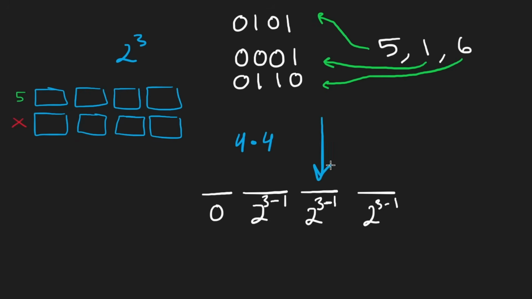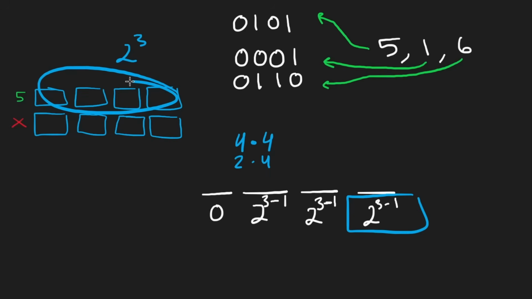What about this? Well, it represents the number 2. That bit is going to show up 4 times. So we take 2 times 4. And same thing over here. This represents 1. It shows up 4 times. 4 different subsets are going to include that value. So we're going to say 1 times 4.